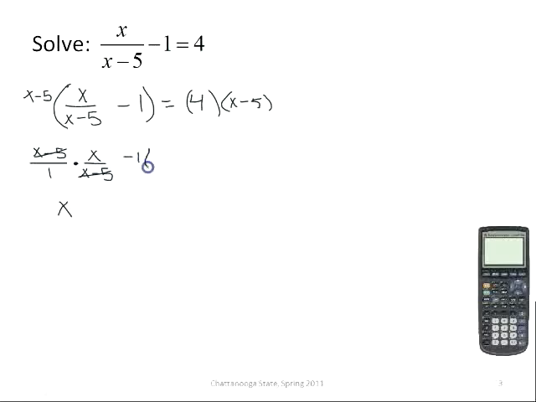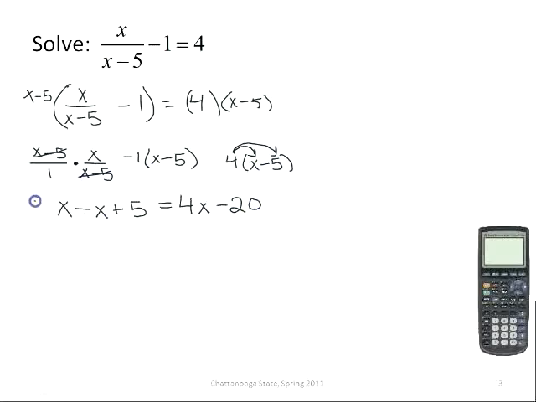Then I have to multiply the negative 1 by my x minus 5. The negative 1 doesn't have anything in the denominator to get rid of, but I still have to multiply it by the x minus 5. So that'll give me minus x plus 5. Then I go to the other side of the equation and I have to multiply the 4 times the x minus 5. So that just involves distributing the 4. So that will give me 4x minus 20.